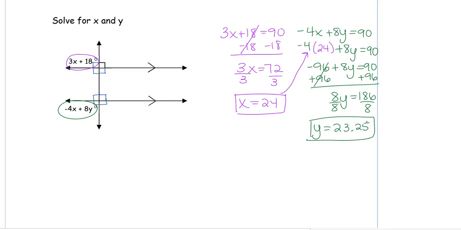All right, so that's everything that we have for perpendicular lines and transversals. The takeaway is perpendicular creates these right angles. All right, all done.